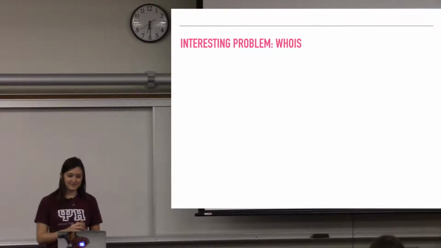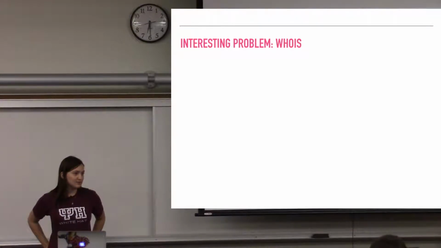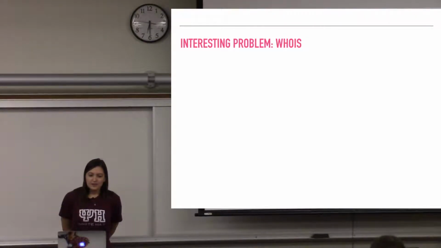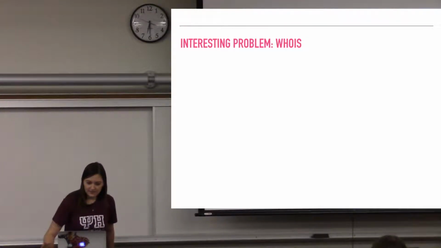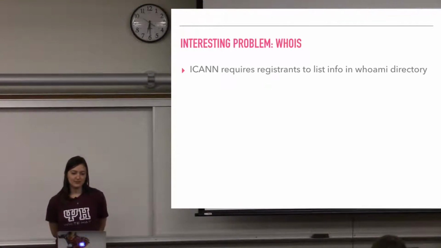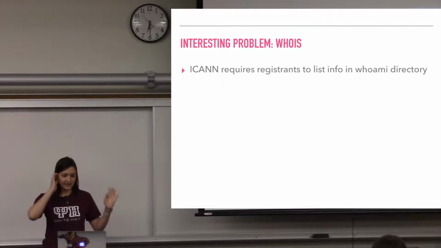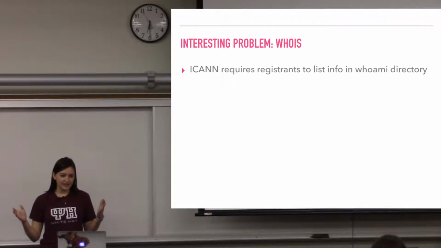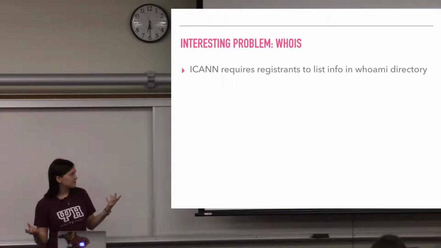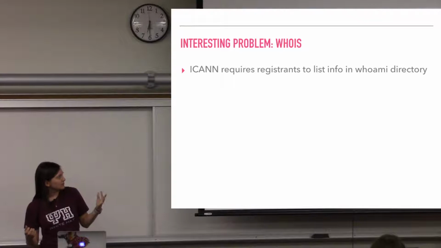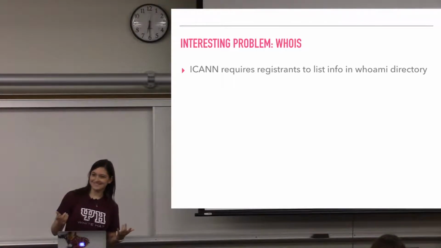Okay, so here's the first interesting problem, which relates to how these things are actually implemented once they hit real-world problems. WHOIS databases are basically, so ICANN requires that registrants, anyone who has a domain. ICANN is the international authority in charge of domains. I don't remember what it stands for. International something. Does anyone know? No, okay.